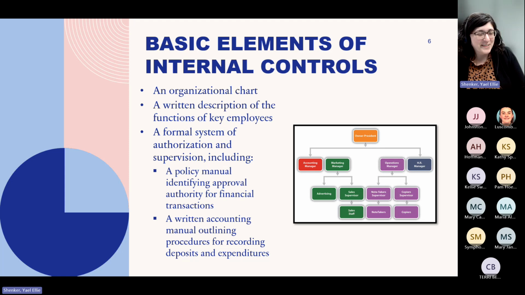So we all struggle with it. The basic elements of internal controls include an organizational chart, a written description of the functions of key employees. It's basically a formal system. It's got to have formal systems of authorization and supervision. So that includes a policy manual identifying approval authority for financial transactions, a written accounting manual outlining procedures for recording deposits and expenditures.